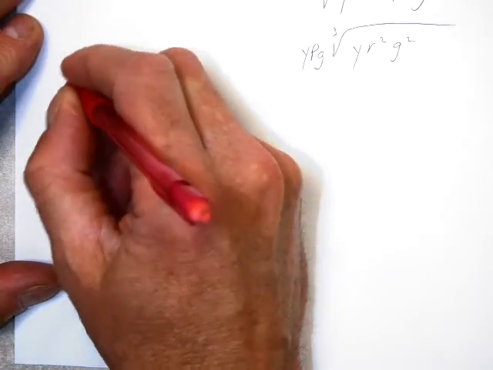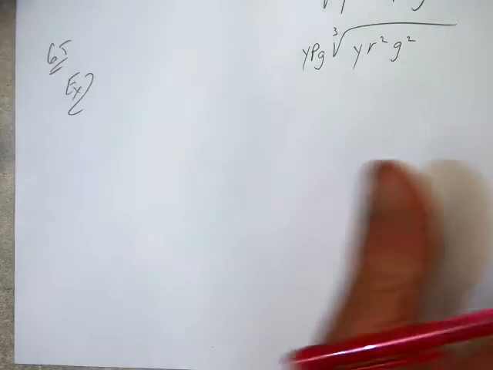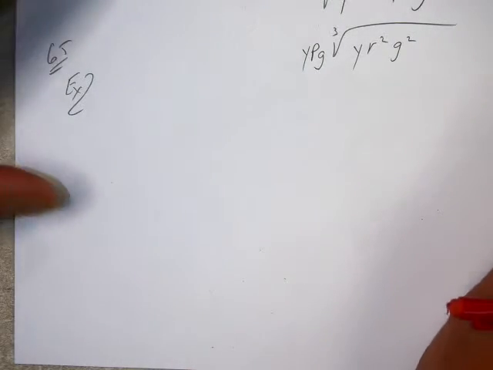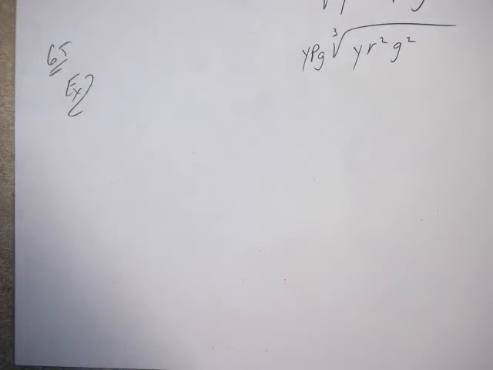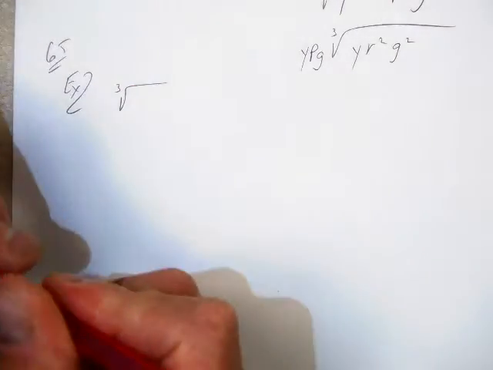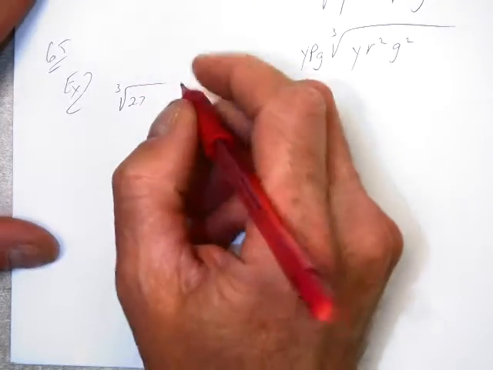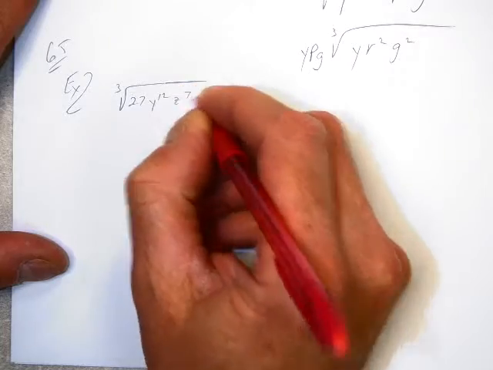Okay? Okay. So, let's do some examples. 6.5 example for Romania. So, if I said something like this, the cube root of 27, y to the 12th, z to the 7th.